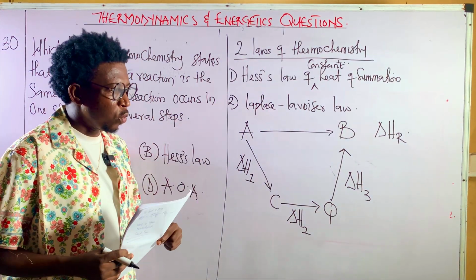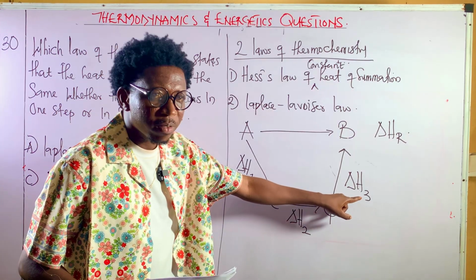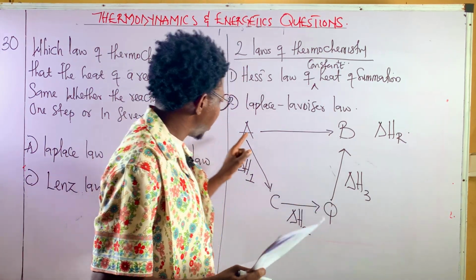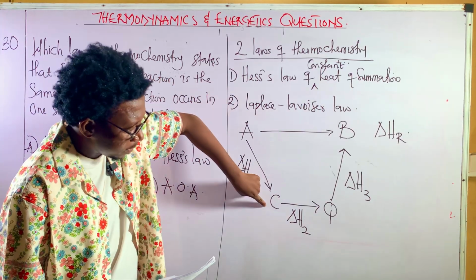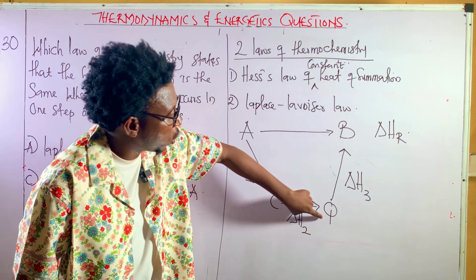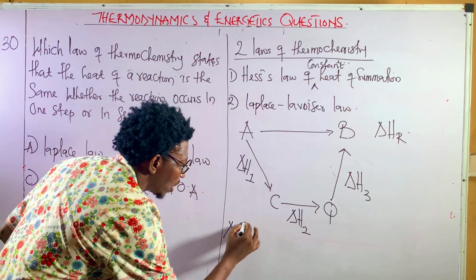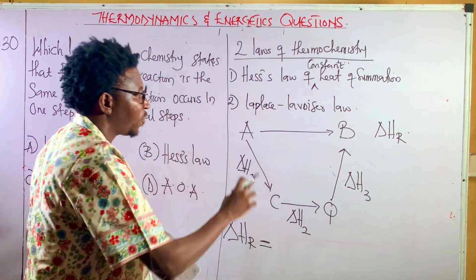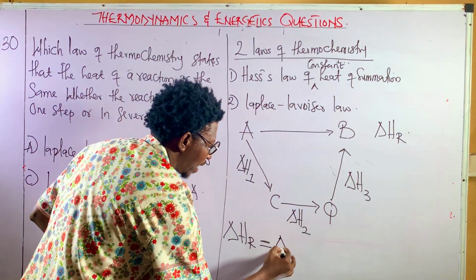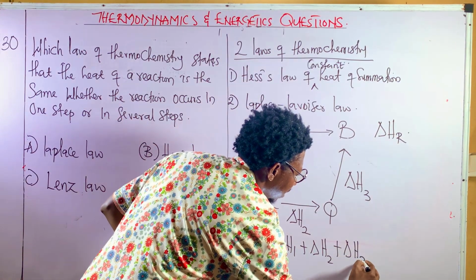A simple question. What is the heat of the reaction? The heat of the reaction is not equal to delta H3. It is the sum of everything. It is the heat that converts A to C, plus the heat that converts C to Q, plus the heat that then converts Q to B. So the heat of the reaction is constant, whether it follows a single step or several steps. I'm going to have delta H1 plus delta H2 plus delta H3.